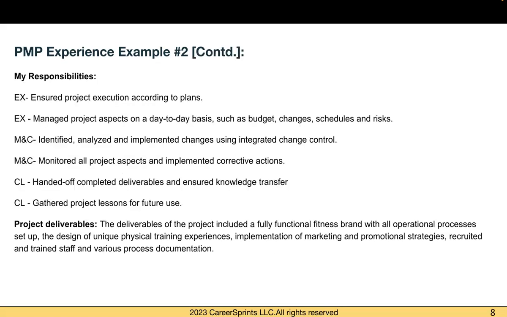And then you will see the deliverables. So it says the deliverables of the project included a fully functional fitness brand with all operational processes set up, design of unique physical training experiences, implementation of marketing and promotional strategies, recruited and trained staff, and various process documentation. So again, very simple, straightforward. Even someone who is not from your industry can easily understand by reading this what it is that the person achieved in the project, right?